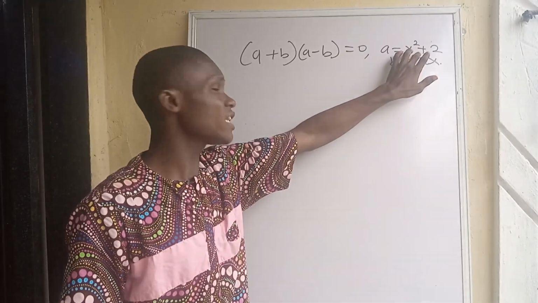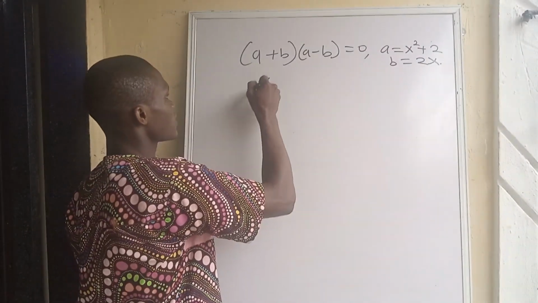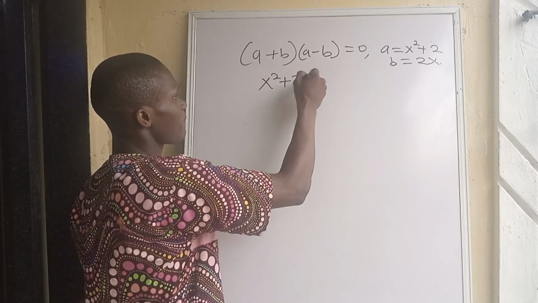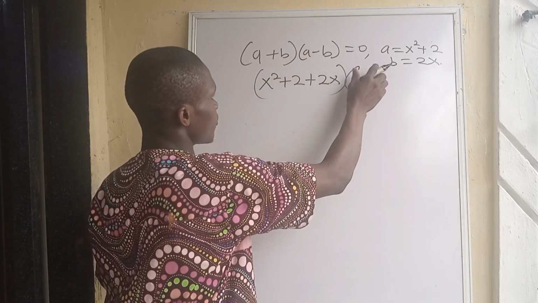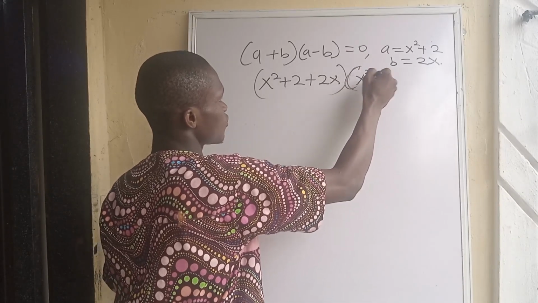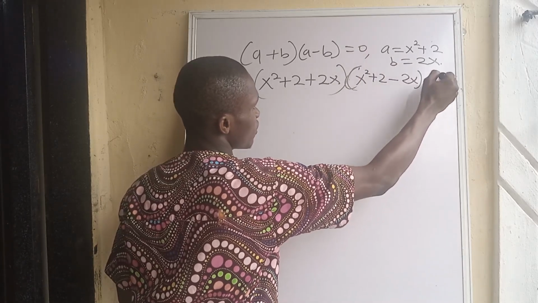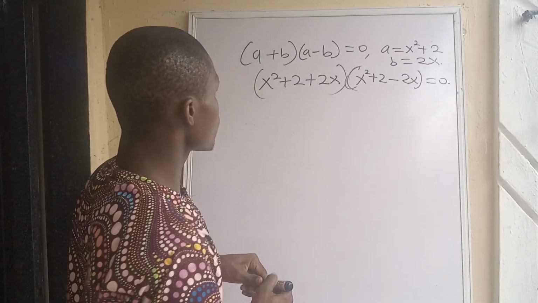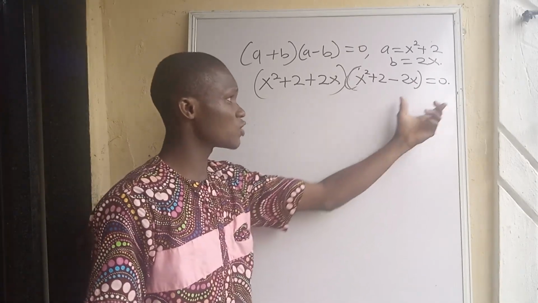So we are going to put in the value of a back and the value of b back. Doing that, I'm going to add x to the power of 2 plus 2 plus 2x. Then in place of this, I'm going to put, what's my a? x to the power of 2 plus 2 minus 2x equals 0. Since I'm having this, I can equate this one to be equal to 0, and I can equate this one to be 0.